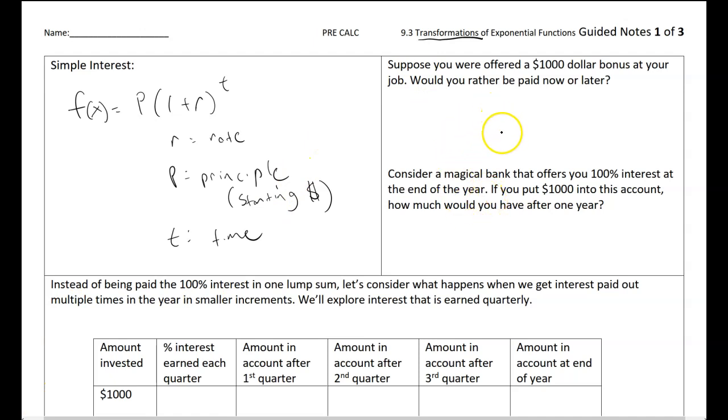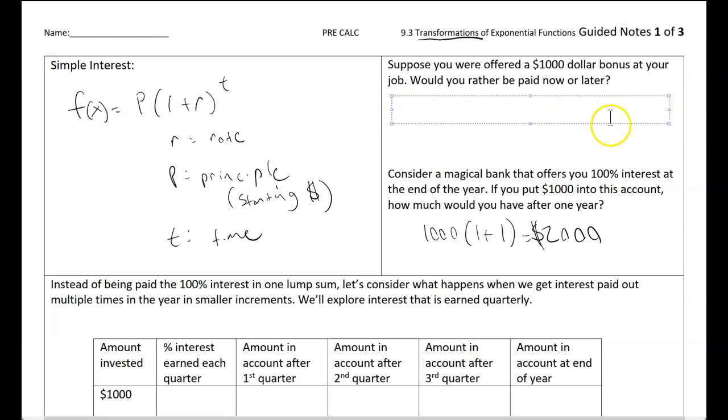So as we start to consider these questions now, the second question is an easier question. It says we have a 100% interest rate, which is a very magical bank indeed, and we're putting $1,000 in there. Well, our future value would be, r is 1, right? t is 1. Well, this would be $2,000, right? So 100% interest doubles your money. That's what that means.